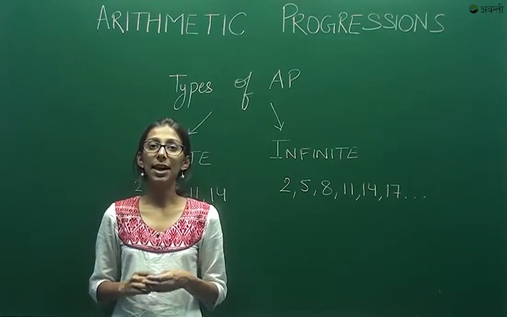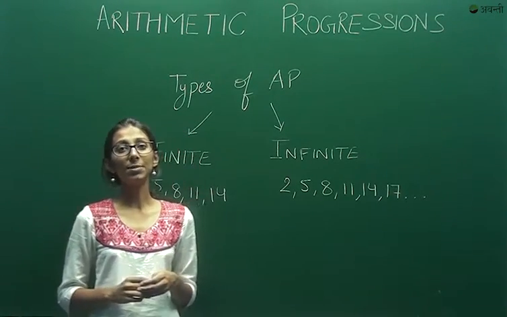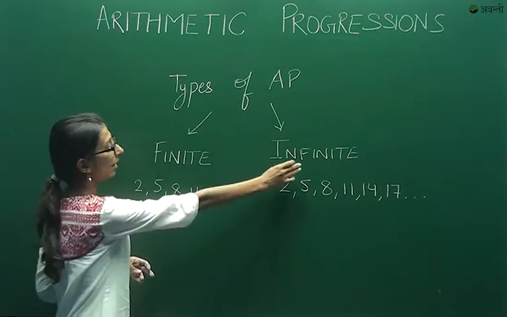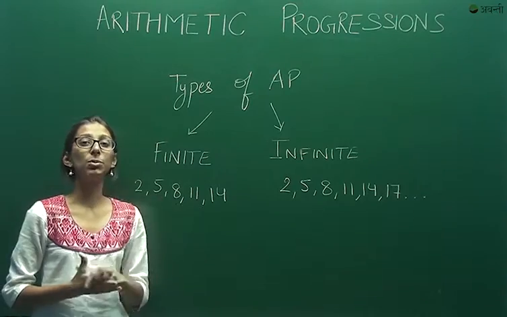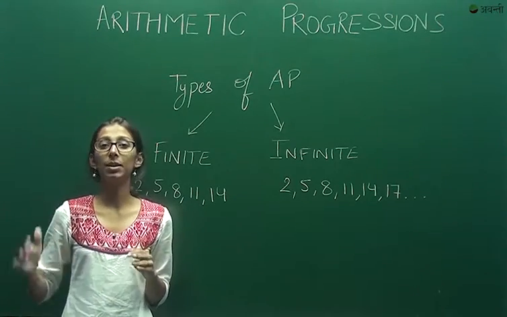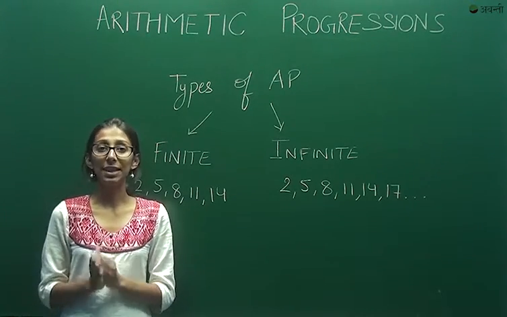Now let's study the types of an AP. There are two types of AP. One is finite and the other is infinite. As the name suggests, a finite AP would be something that will have a limited number of terms. That is, it will end somewhere.